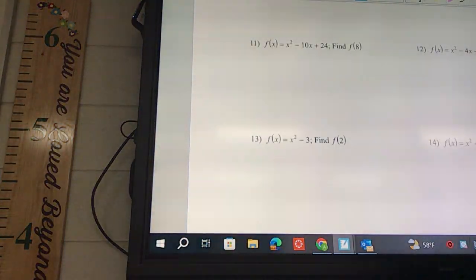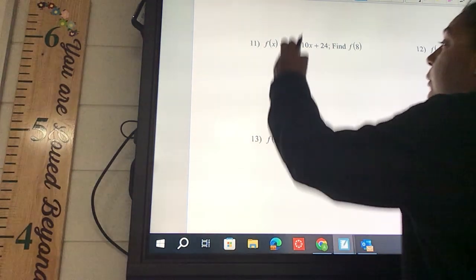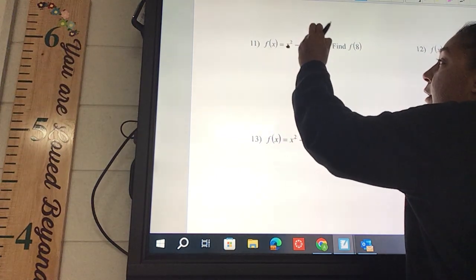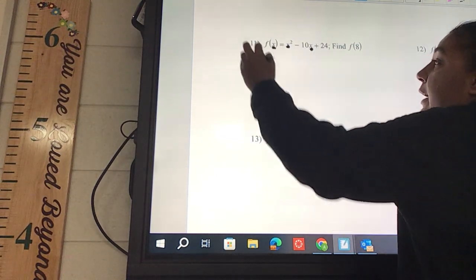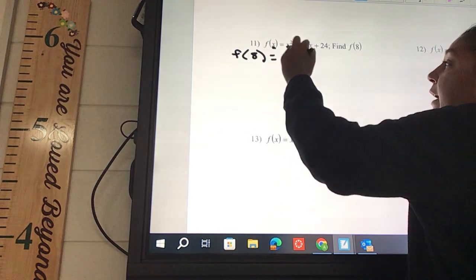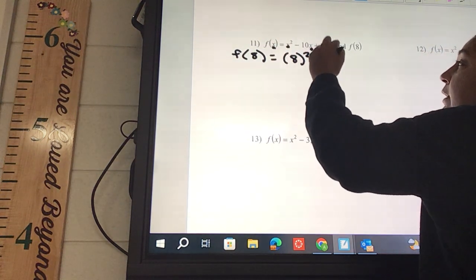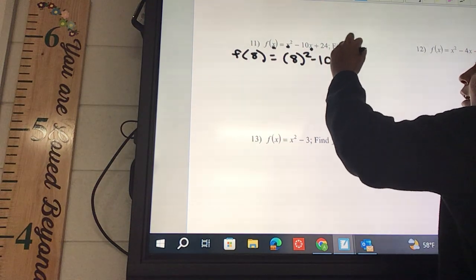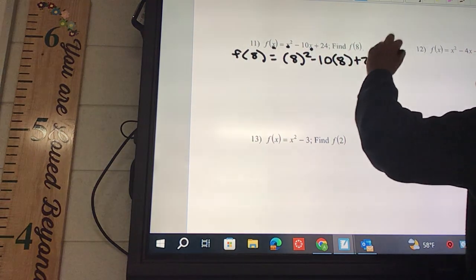Okay, so we have all this stuff, and they want us to find f of what? 8. Okay, so everywhere there's an x, which is right here and right here and right here, we're putting in an 8. So we got f of 8 equals 8 squared minus 10, 8 plus 24.